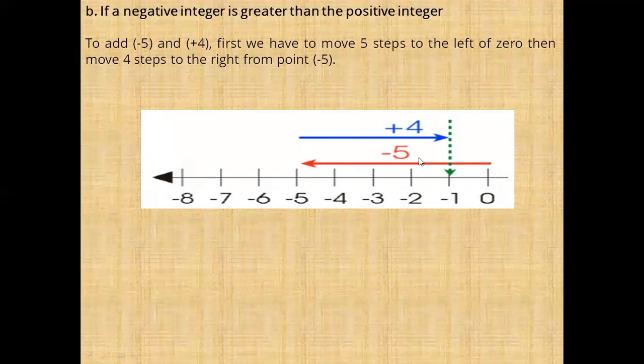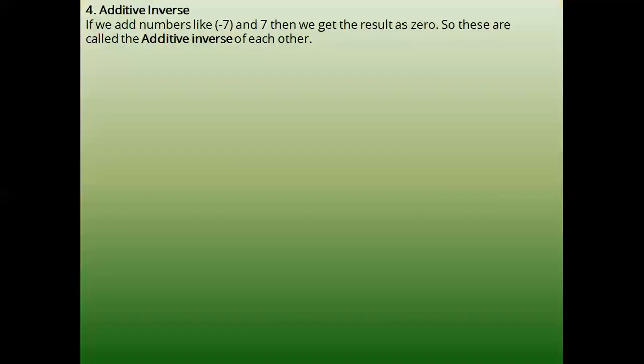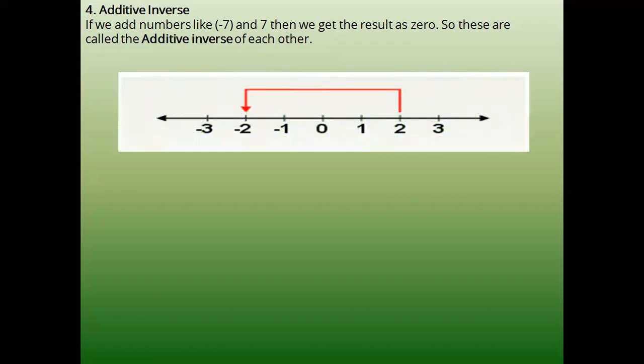That means minus 5 plus 4, we will get minus 1. As we reach the point minus 1, hence minus 5 plus 4 equals minus 1. Now, additive inverse. If we add numbers like minus 7 and plus 7, then we will get the result as 0. So these are called additive inverses.